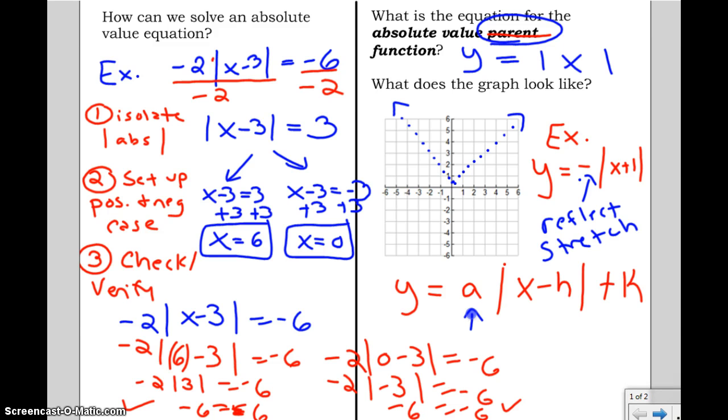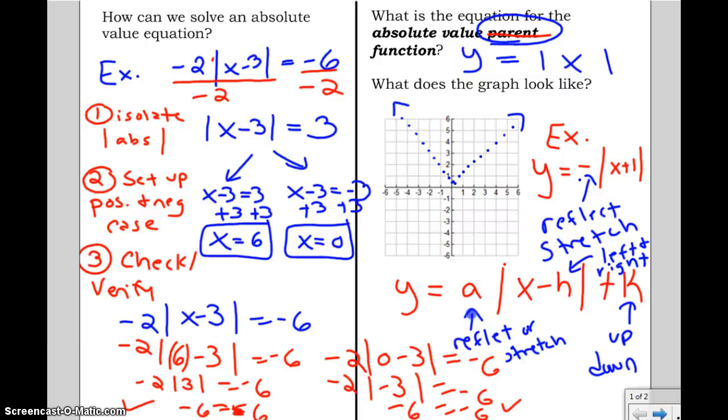But when I see this a value, that is either a reflection or stretch or both. The h value moves left and right. And the k value is going up or down. Okay? So what I'm looking at here in my example is I do reflect. So instead of opening upward, my V shape, my absolute value, is going to open downward.